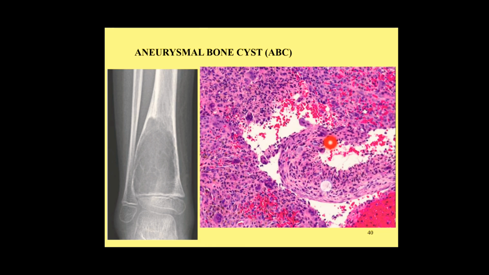Microscopically, we see plump uniform fibroblasts. Okay, plump fibroblasts will be there along with giant cells. So it might resemble osteoclastoma, but not exactly.